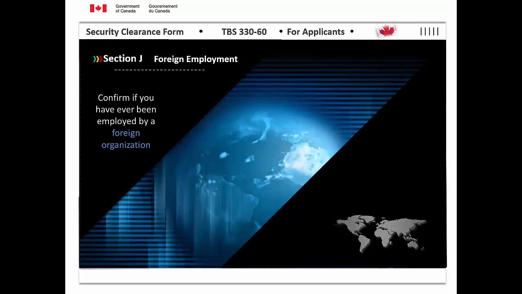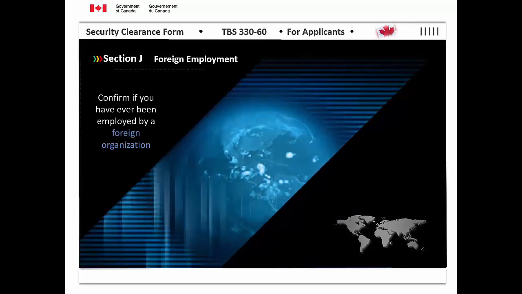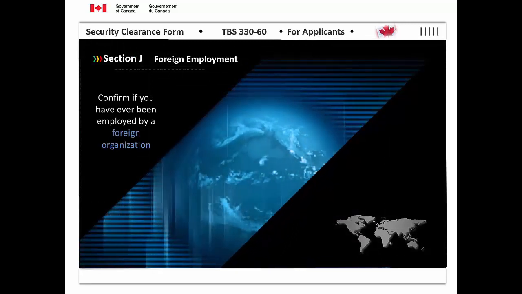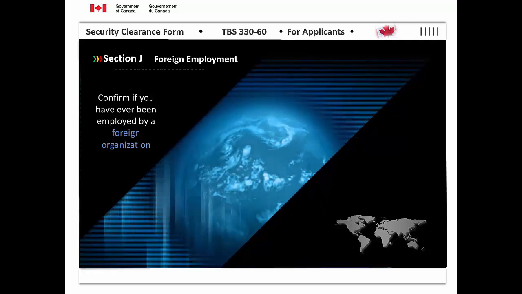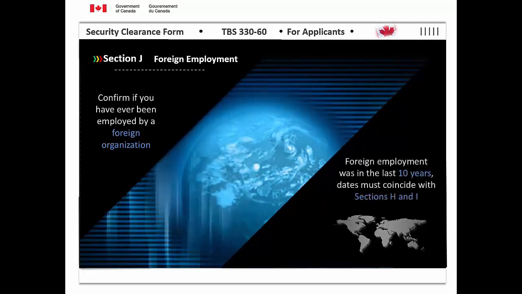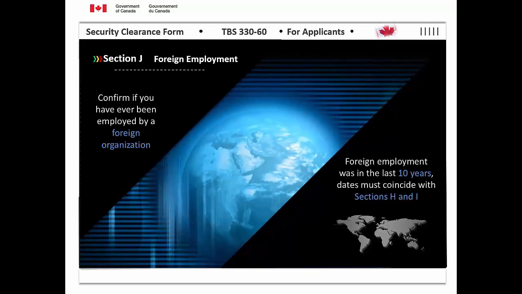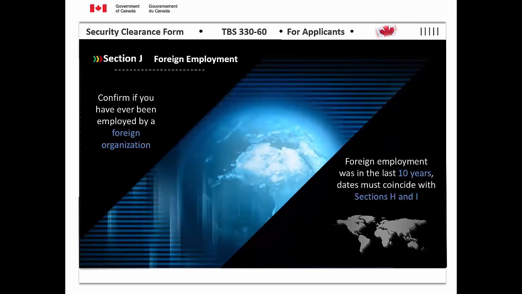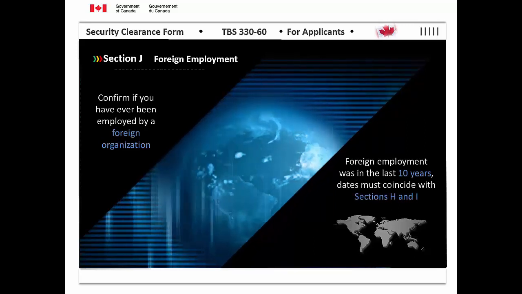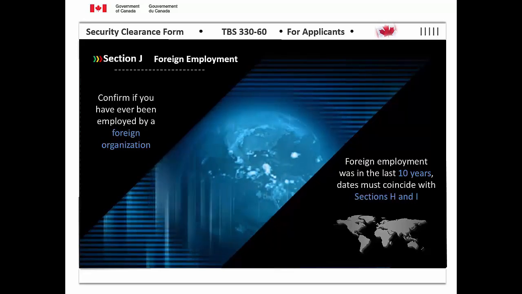For Section J, Foreign Employment, you must confirm if you have ever been employed by a foreign organization. If the foreign employment was in the last 10 years, the dates must coincide with other dates provided in the application, such as those in Sections H and I.